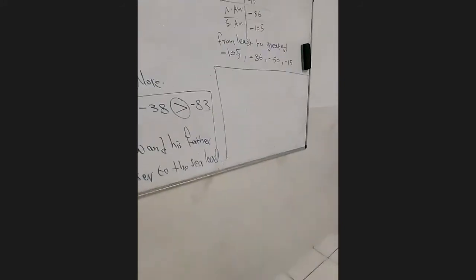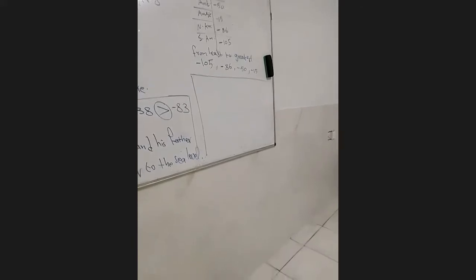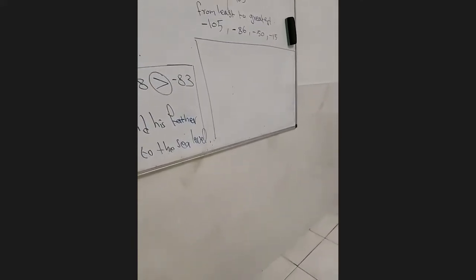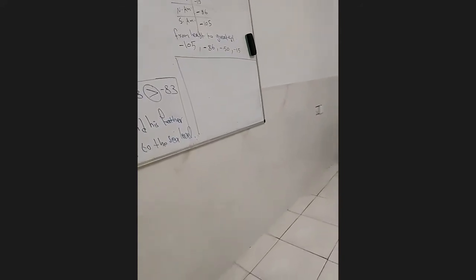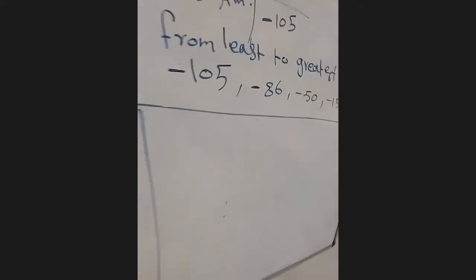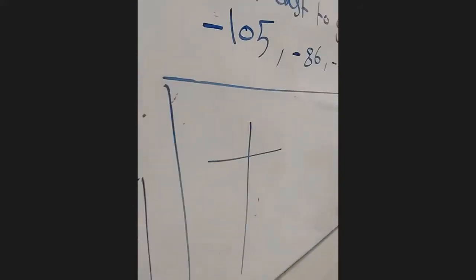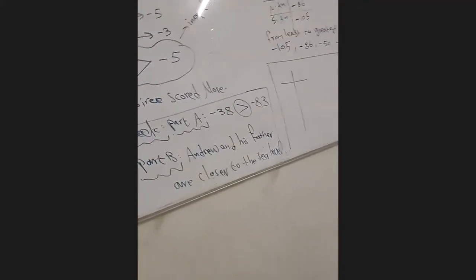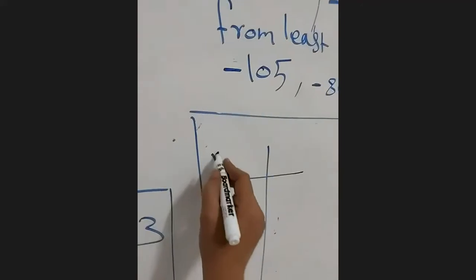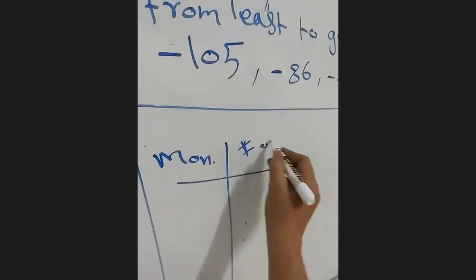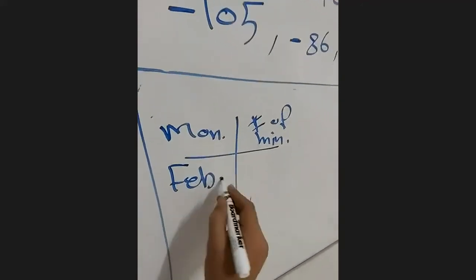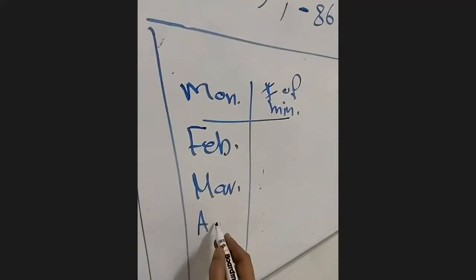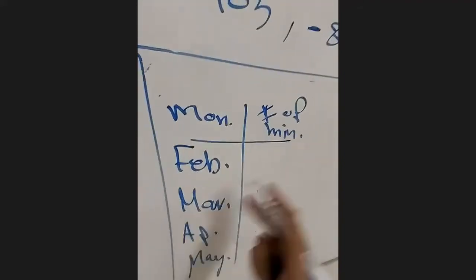Fewest means the least, right? Yes. And most minutes remaining means the greatest. So we will order the table, guys. I'll copy it quickly. We have month and number of minutes. The months are February, March, April, and May.